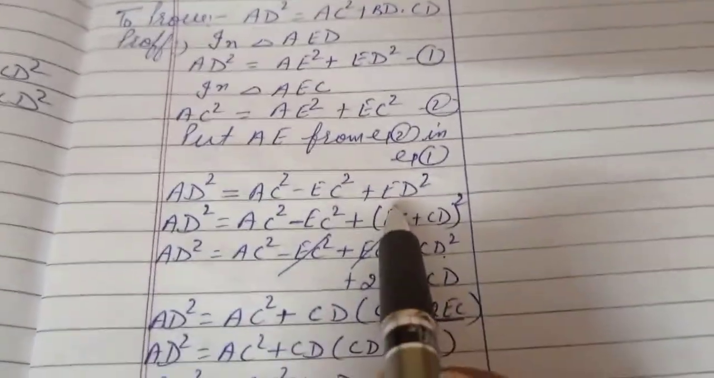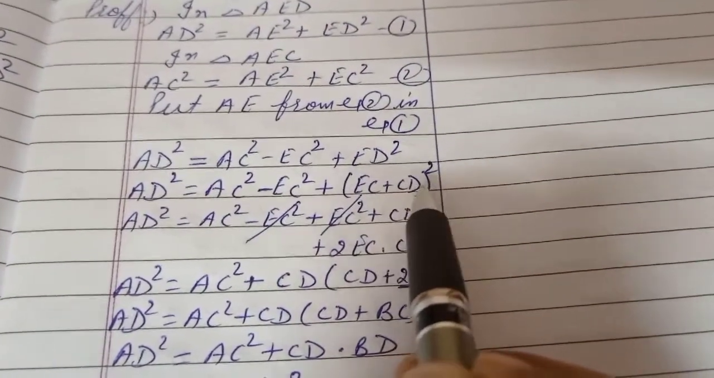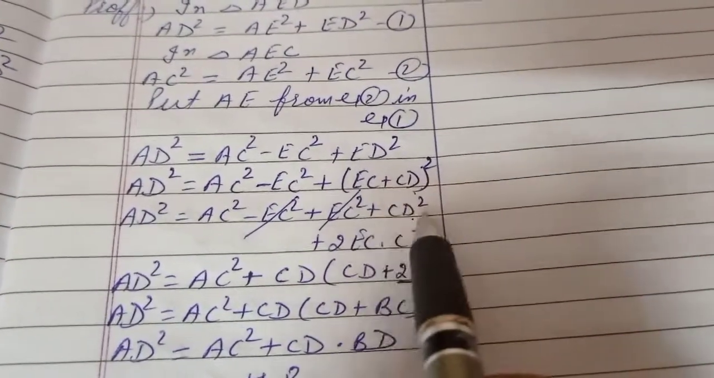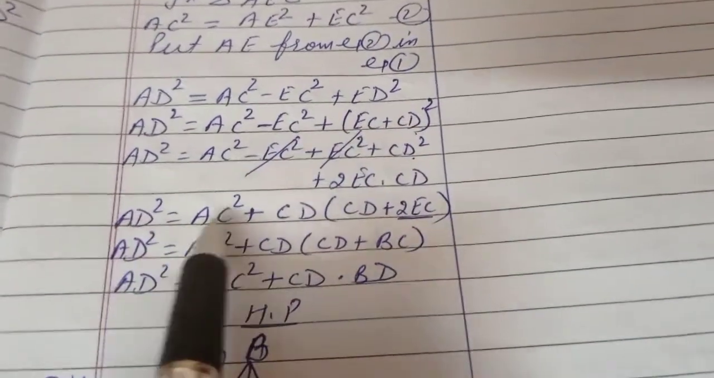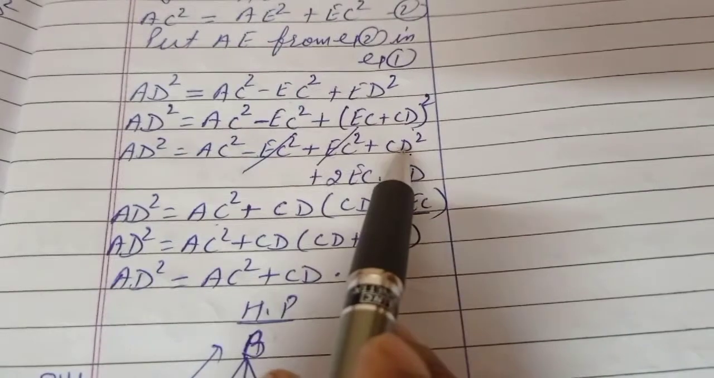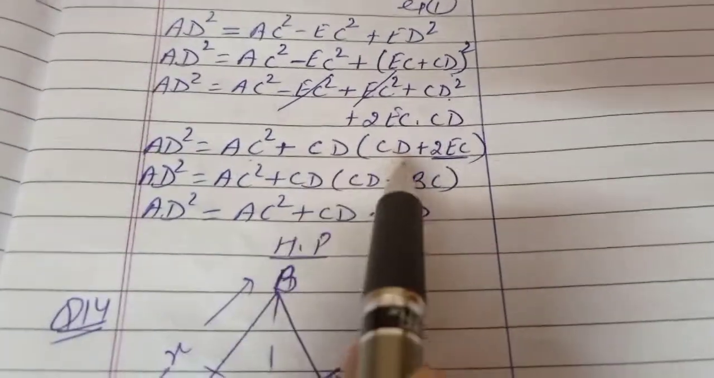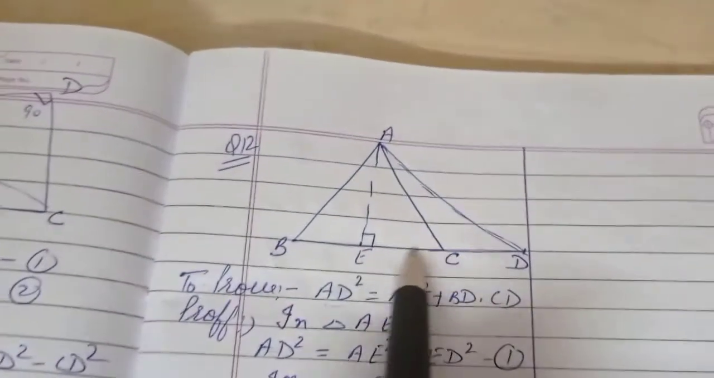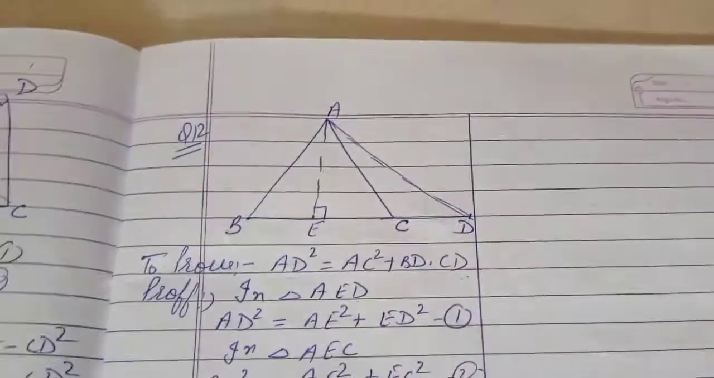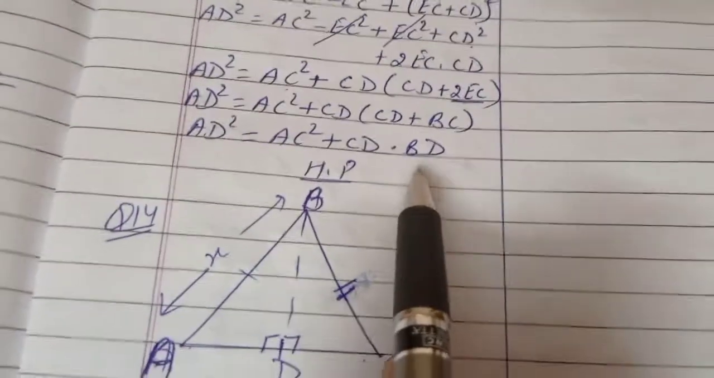Find the value of AE and compare it. Clear? And then ED can be written as EC plus CD. Clear? Now open the square, A plus B whole square. It will be like this. EC square and EC square will get cancelled. AD square minus AC square is equal to this. You are left with these two terms. CD can be taken common from these two terms. Inside, CD plus twice of EC. And what is twice of EC? Look here. Twice of EC can be written as BC. Clear? Because E is the midpoint. This is the result what you have to prove.